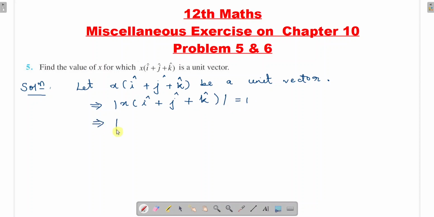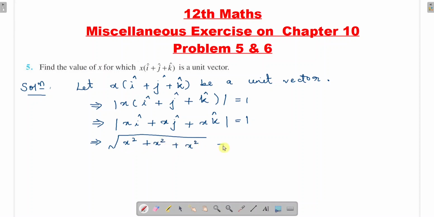So this implies magnitude of, we will multiply this x to this vector here. This is a variable scalar, right? So we can multiply x to this vector. So x i cap plus x j cap plus x k cap equal to 1. Now you know the formula for magnitude, it is root of sum of squares of the coefficients. So root of x square plus x square plus x square equal to 1.